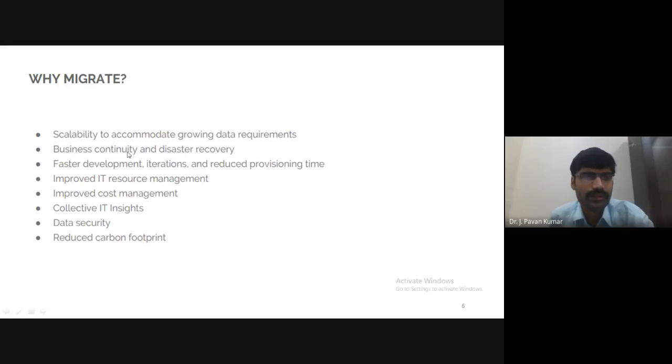And now the question is, why migrate? What is the advantage of migration? That is the question here. Scalability to accommodate growing data requirements. Suppose you develop a web application or mobile application, let us consider a railway inquiry. There you will be providing an interface to check, from source to destination, what are the trains and what are the train timings. For this you have used some database, from which you will be fetching, and you have created some user interface for it.